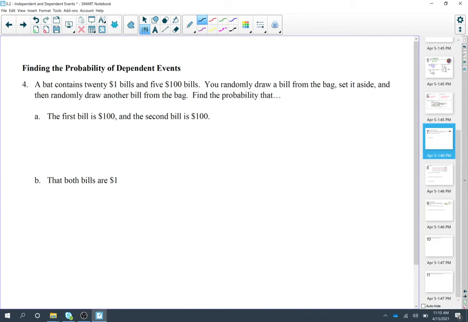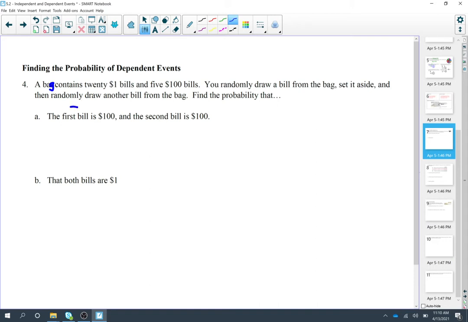So let's take a look at example 4, finding the probability of dependent events. A bag contains 20 $1 bills and 5 $100 bills. You randomly draw a bill from the bag, set it aside, and then randomly draw another bill from the bag. Find the probability that the first bill is $100 and the second bill is $100.